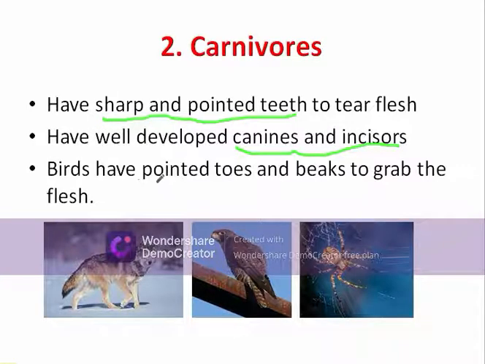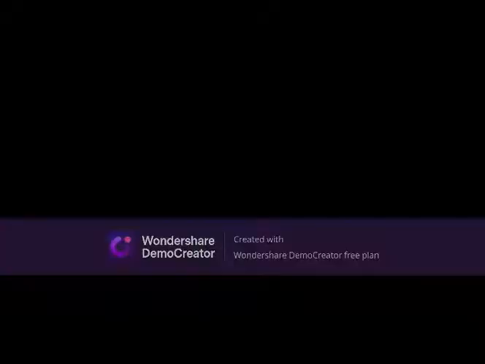Birds have pointed toes and beaks to grab the flesh. So here are the examples: the big carnivore is the wolf, the medium sized carnivore is the falcon, and the third one, a small carnivore, is a spider. So you need to know which one is the big, which one is the medium, and which one is the smaller one.